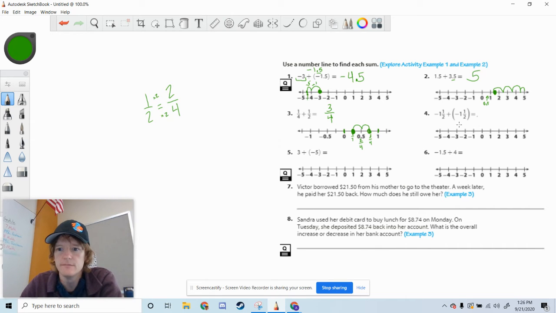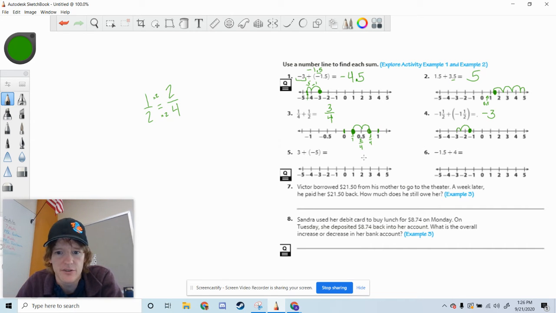Okay. The next one, we're starting at -1.5, which will be between -1 and -2. And we're going to add, which usually means to the right, but we're adding a negative, so we're going left by 1.5. So that'll be -3.